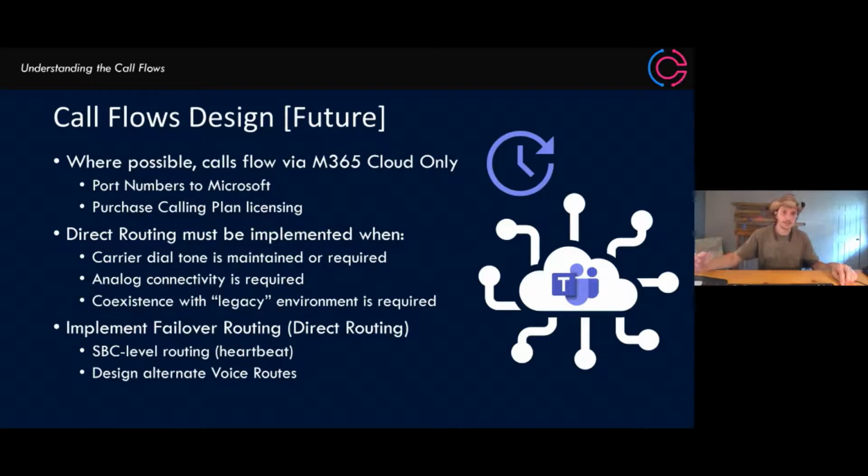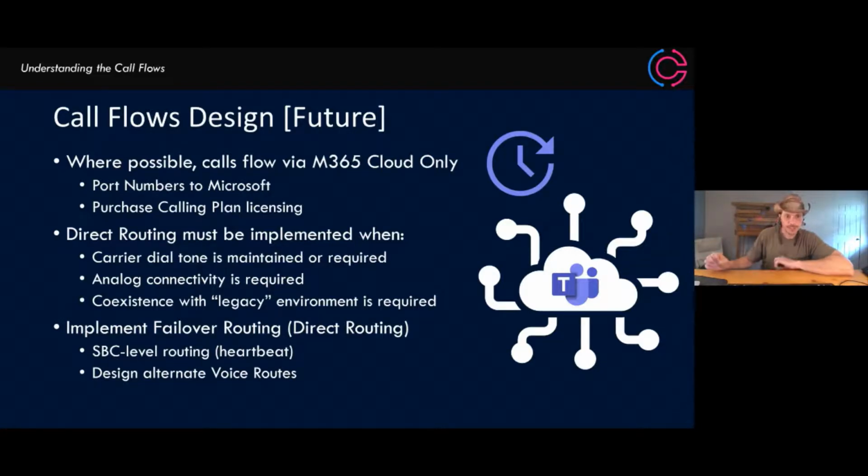And if you are going to be able to have a location go pure cloud, Microsoft as the carrier, as mentioned, you need to purchase the calling plan licensing and assign it to the users in that location. Direct routing, you've got to implement this no matter what in a few scenarios here. So we've already determined, based on these factors, we can't go cloud only in this location. Direct routing is for sure going to be part of this specific location because of these reasons.